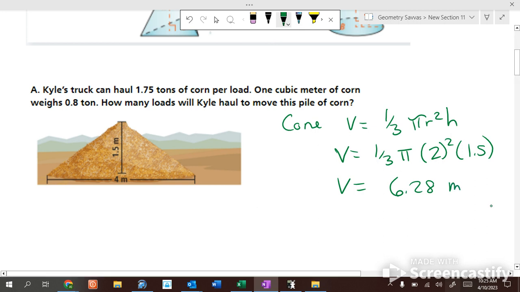meters cubed. 1 cubic meter weighs 0.8 tons. So we multiply this times 0.8 tons per cubic meter. The cubic meters cancel, so we get the number of tons. How many tons is this?